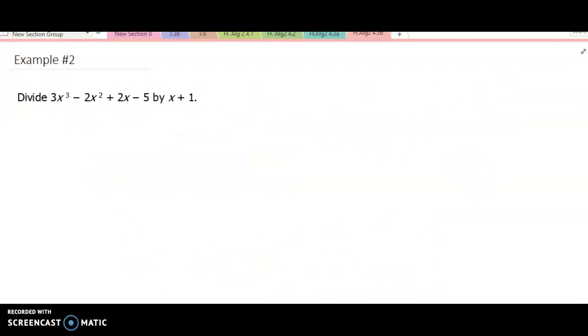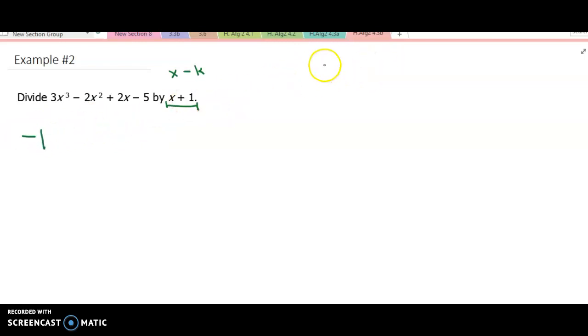All right, let's look at example 2. I'm going to help you set it up, and then I want you to try it on your own. But first of all, I want you to notice that we're dividing this by x plus 1. Remember, we want this in the form of x minus k. So here, on the outside, we're not going to put a positive 1, we're going to put a negative 1.